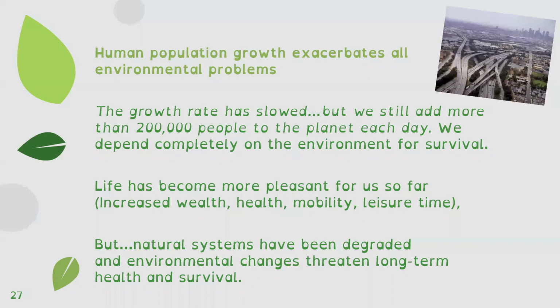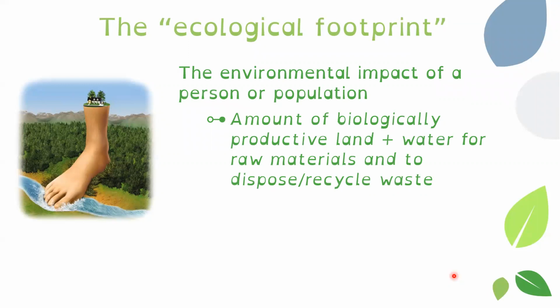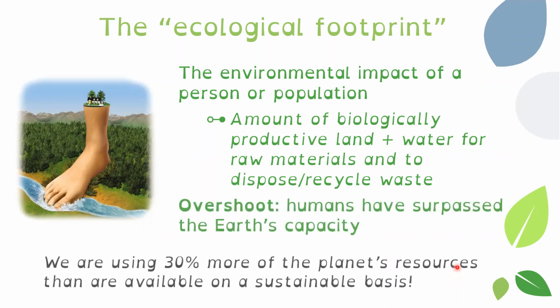The way that we look at this is the ecological footprint, which you may or may not have heard of before. And so this is the environmental impact of a person or population. So it's the amount of biologically productive land and water for raw materials, and to dispose or recycle the waste. So right now, humans have surpassed the Earth's capacity. We're using 30% more of the planet's resources than are available on a sustainable basis. So we need 30% more of a planet in order to sustain just where we're at currently.